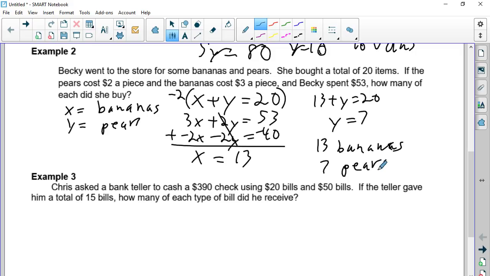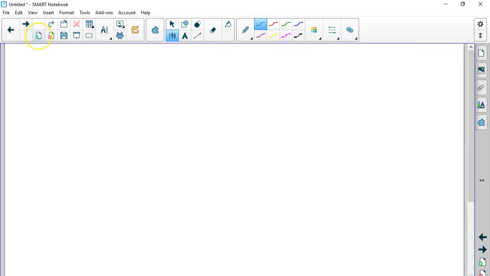Alright? So real quickly, I'm going to do this one again on another page. If you want to skip this, that's fine. If you want to see how it can be done with substitution, I'm going to do it real quick. It won't take very long.